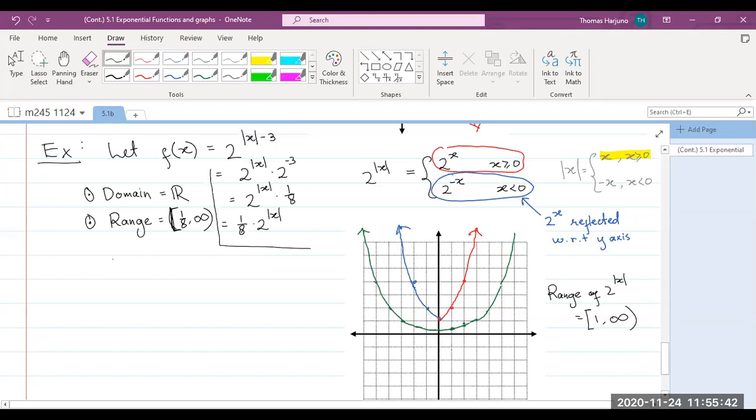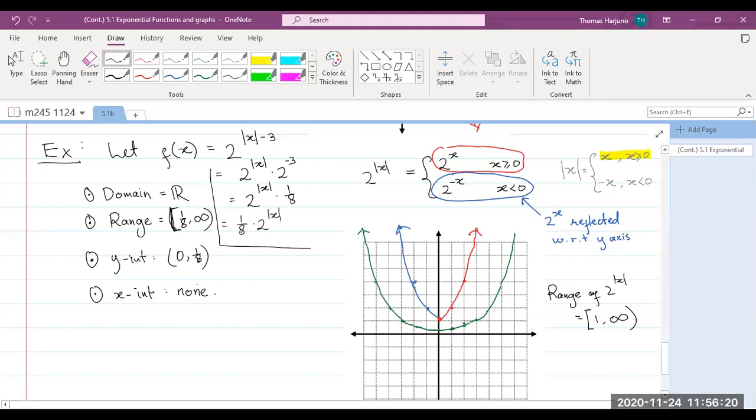From here we also see the y-intercept, which is easy to see. When you plug in x equals 0, the y-intercept is 0, 1/8. We don't have x-intercepts, nor do we have a horizontal asymptote. But again, this requires you to be able to analyze the situation. There's more than one way to graph this though.